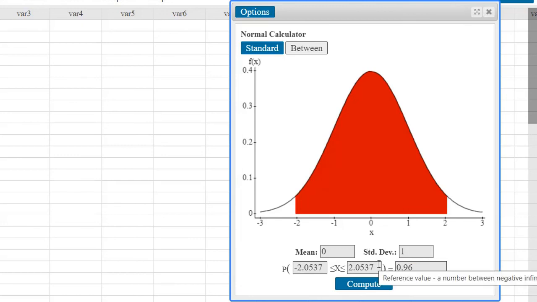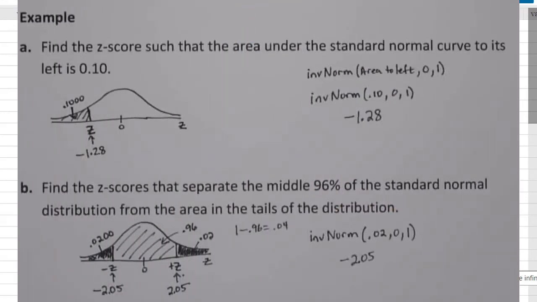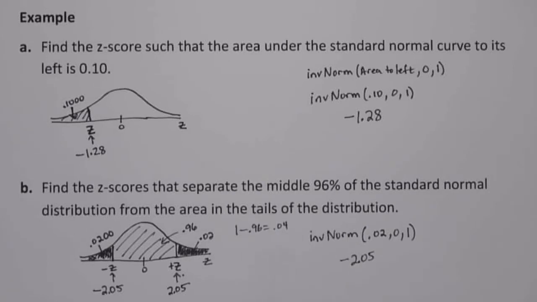So you have lots of options to use when you use the StatCrunch calculator. Okay, so here we figured out in 3 different ways, by hand, with the calculator, and with StatCrunch, that we can work backwards. If we know the area beneath the curve, then we can figure out what the z-score has to be that corresponds to that area.